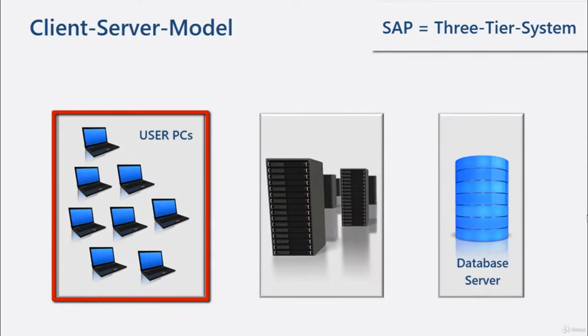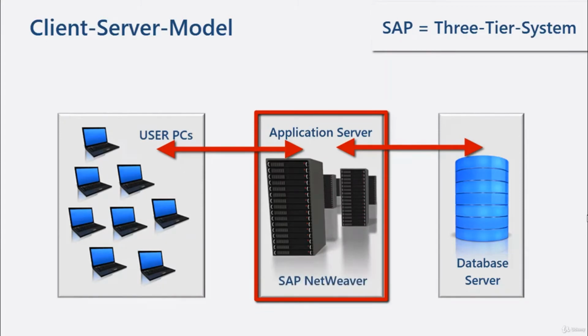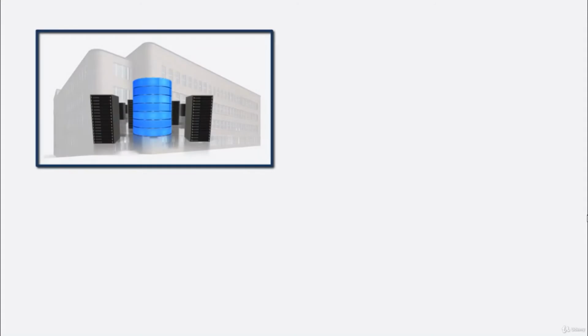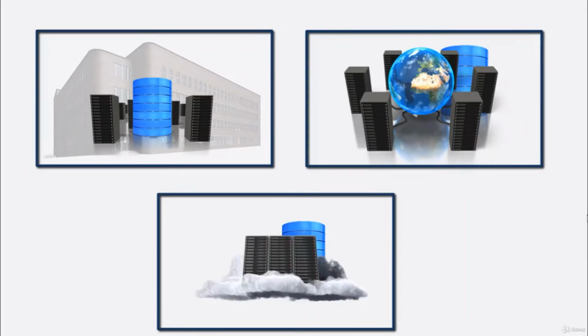Between the database and your computer, there's a set of application servers. They fetch the business applications and the data from the database and get them on your computer. Then they take your input data and transmit it to the database server. The application servers have their own operating system, a so-called technological platform, the SAP NetWeaver. The servers can be located on the premises of the company or a data center anywhere in the world, or now also in the cloud.